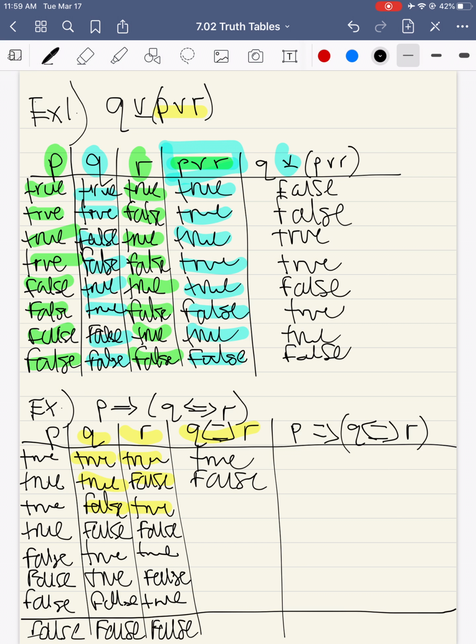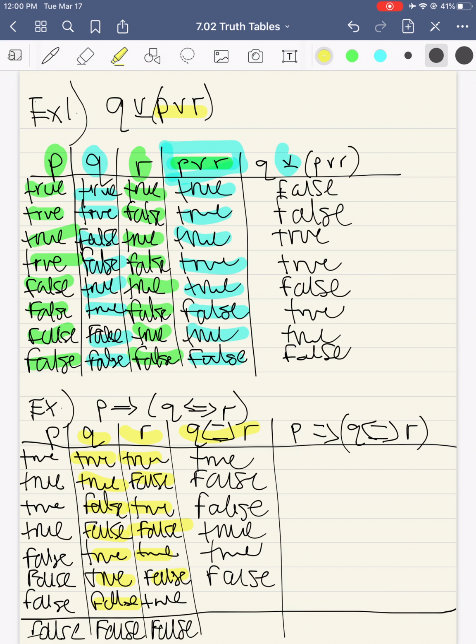False, true, that is false. False, false. They do have the same truthhood, so it's ultimately true. True, true is true. True, false, that is false. False, true, that is false. And then lastly, we have false, false. So again, they have the same truthhood, so that is ultimately true.